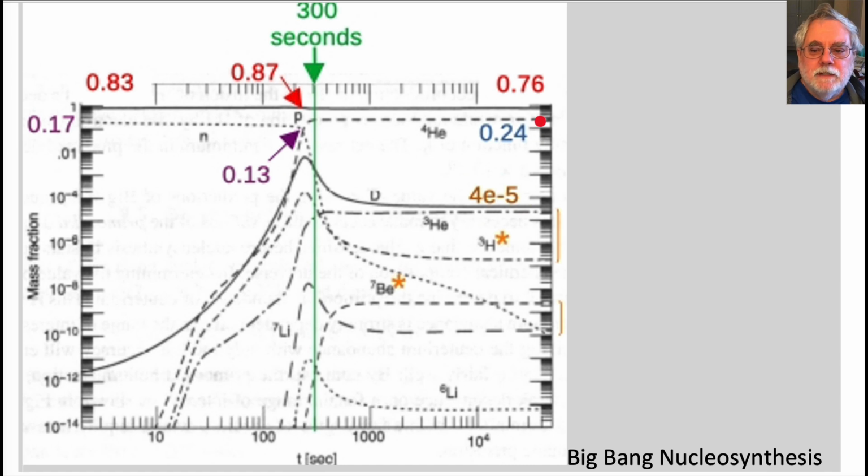Helium 4 does not fuse with single protons or neutrons. However, to a small degree, it will fuse with a deuterium or hydrogen 3 nucleus to produce lithium 6, which is this curve, or lithium 7, which is this curve. And those are stable. So those survived until today.